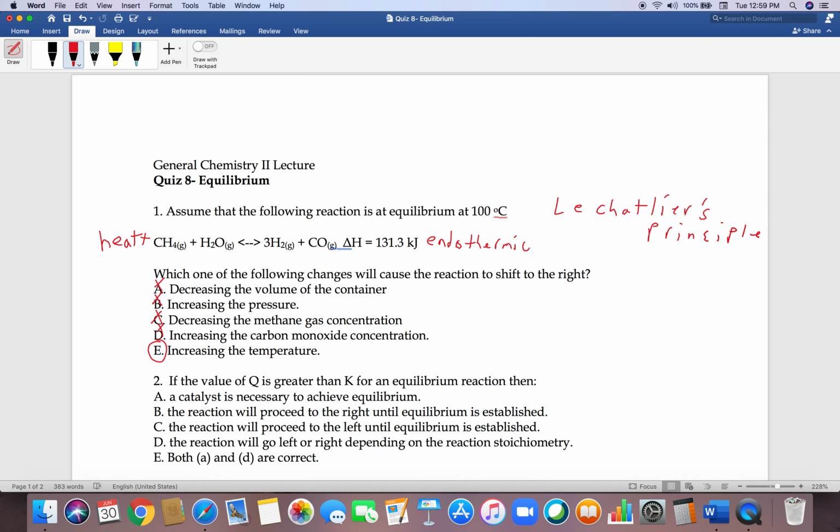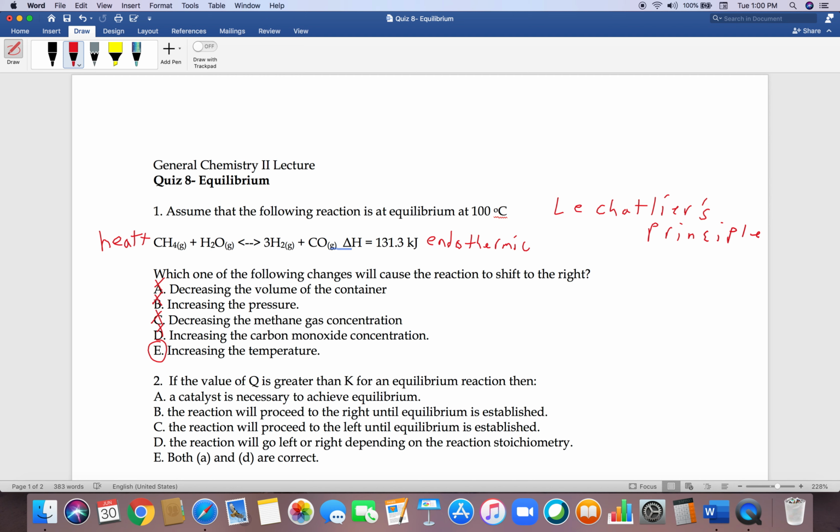Increasing the temperature, yes, that makes sense. If I increase the temperature, I'm going to have too much heat on the left-hand side, on the reactant side, in an endothermic reaction, and I'm going to want to shift to the right in order to get more heat on the right-hand side. So if I increase the temperature in an endothermic reaction, I'm going to shift to the right. So that's why the answer here is E.